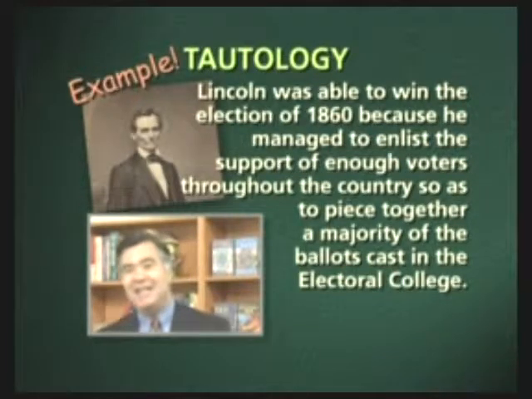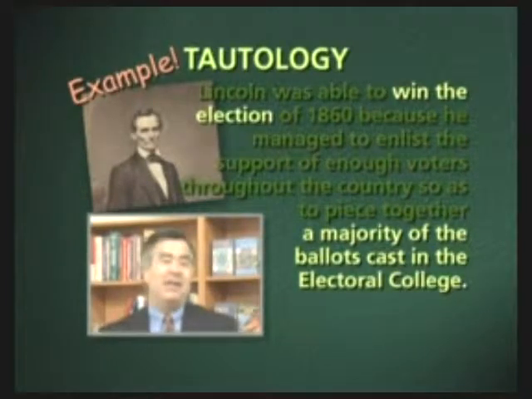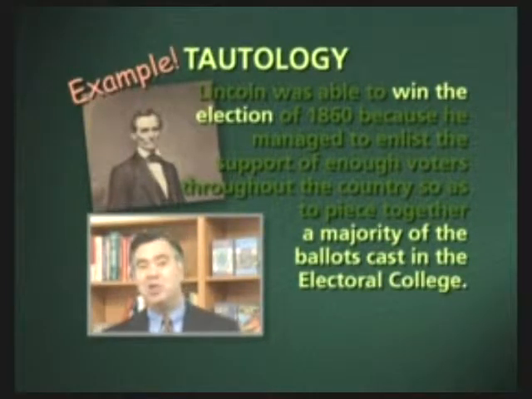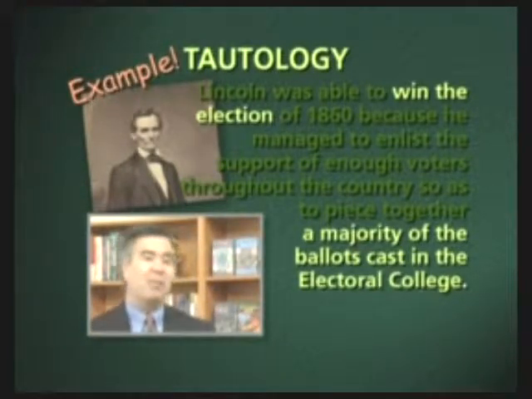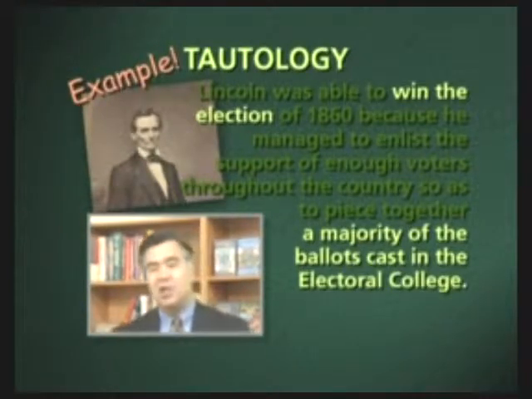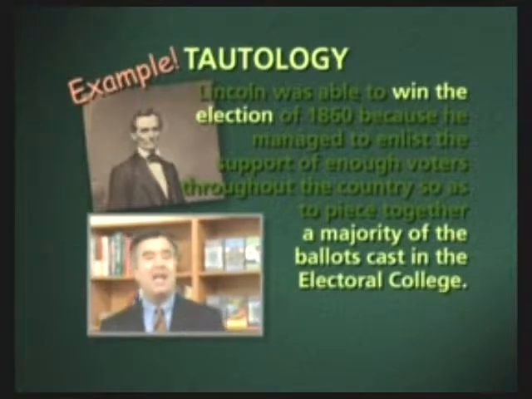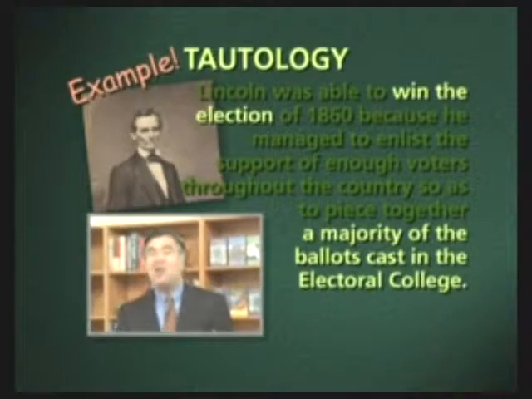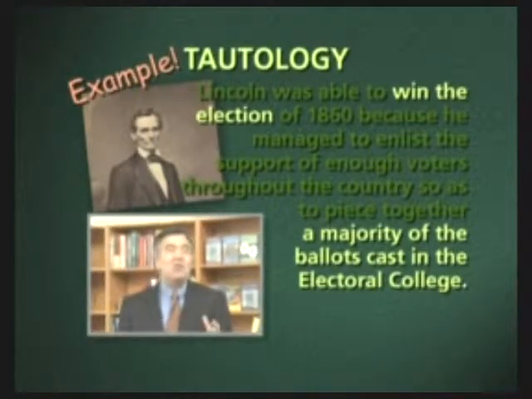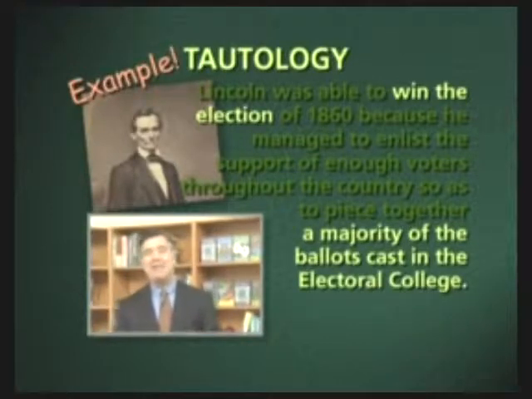The answer is, this is how presidential elections work in the United States. The winner of the election is the person who receives a majority of the votes cast in the Electoral College. The votes in the Electoral College, in turn, are determined by the popular vote in each state. So in this statement, when we say that Lincoln won the election by gathering a majority of the Electoral College votes, that's simply just another way of saying he won the election. It's almost like saying Lincoln won the election because he won the election. That's what makes it a tautology.